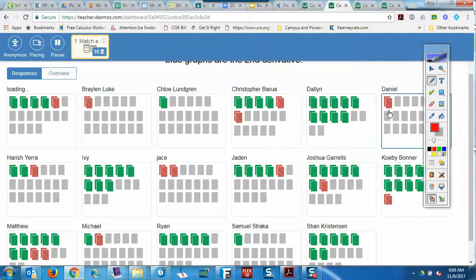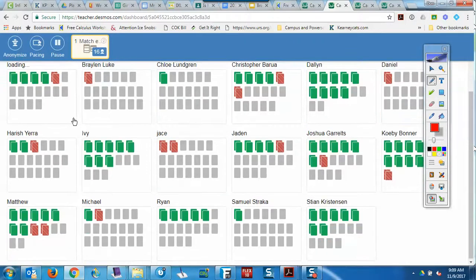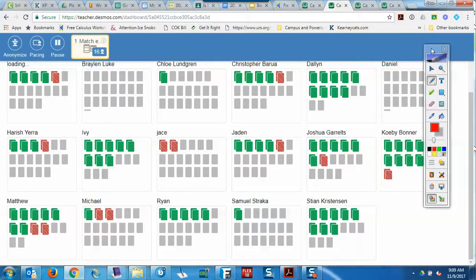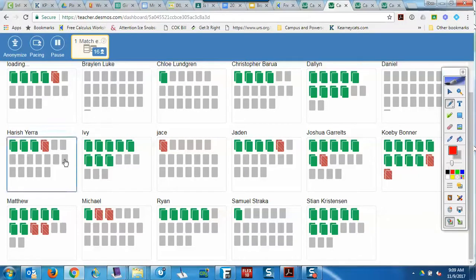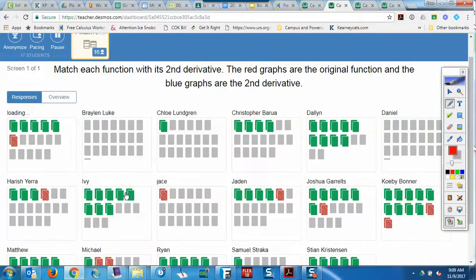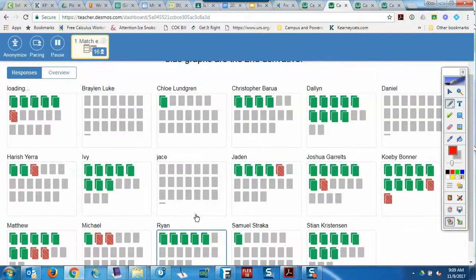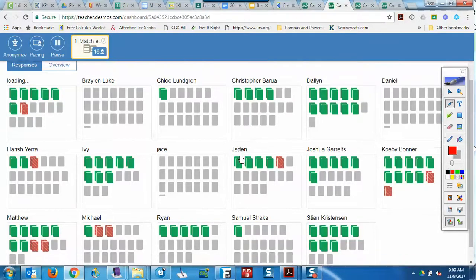Braylon, 1 bad pair. Chris, 2. Daniel, 1. Harish, 1. Jace, 2. Jaden, 1. Josh, 1. Kobe, 1. No, Kobe, 2. Sam, no, you don't have any. Yours are all green so far. Kobe, 2 bad pairs. Michael, 2. Matthew, 2. Okay, Chris, yours are all green now.